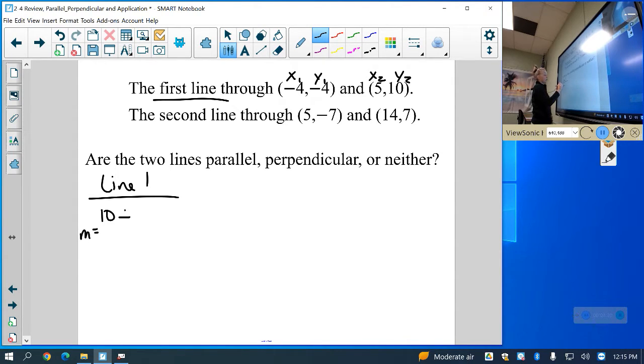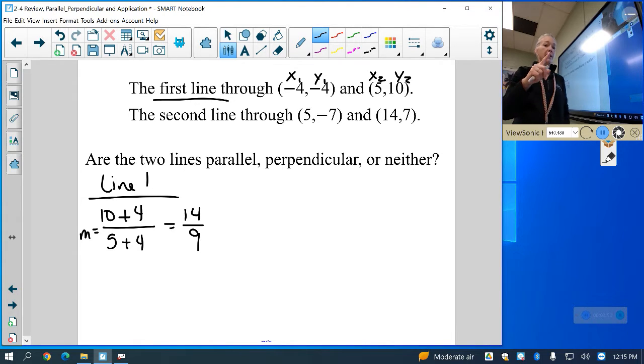So we have 10 minus negative 4, or 10 plus 4. And then I have 5 minus negative 4, or 5 plus 4. Because we subtracted negative, we're adding. So this is 14 over 9, and it does not reduce. So that's the slope of line 1. I could plug it in and find my equation, but I don't have to, because if the lines are parallel, they're going to have the same slope. If the lines are perpendicular, they're going to have opposite reciprocal slopes. So let's just find the slope of the next one.